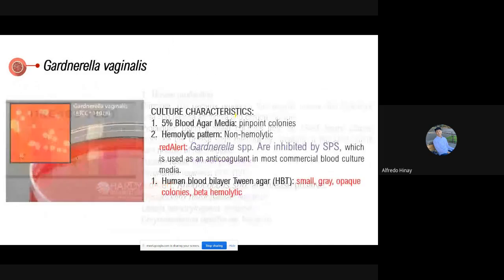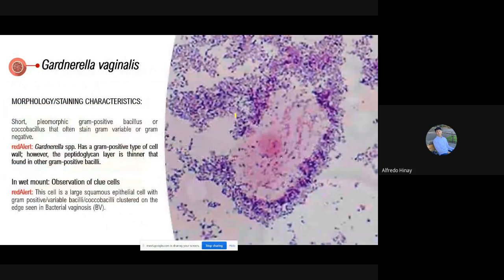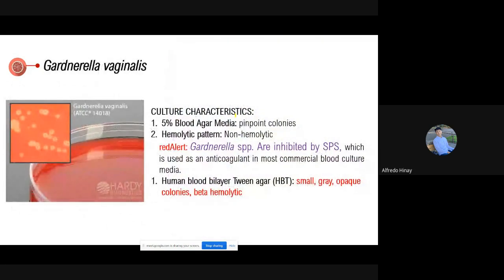For the laboratory diagnosis naman class, let's start first with the culture characteristic. So with the culture characteristic naman class, although the 5% sheep blood agar is not very reliable, pero majority of the culture characteristic of your Gardnerella vaginalis is pinpoint colonies. With the hemolytic pattern naman class, they are non-hemolytic. Okay, take note with that one class, they're non-hemolytic. Okay, and your Gardnerella is easily inhibited with your SPS class. So, ano yung ginagawa nga natin pag nai-inhibit siya with your SPS? Correct class. Pwede tayong mag-add ng 1% na gelatin.